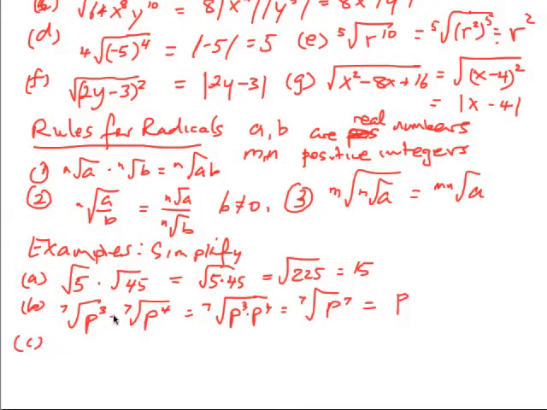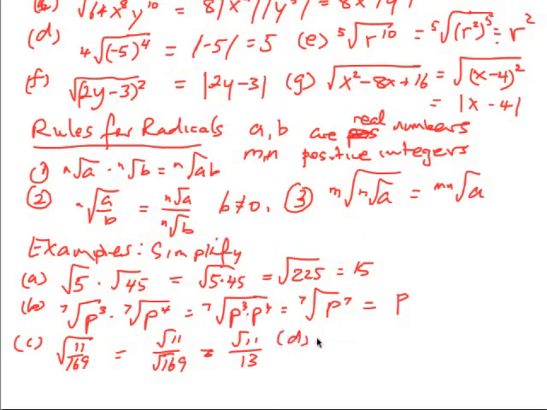Right, let's do part C. Suppose we have the square root of 11 over 169. This will be the square root of 11 over the square root of 169, and the square root of 169 will be 13.